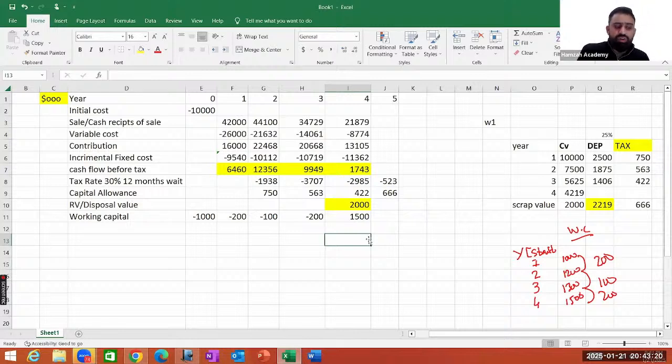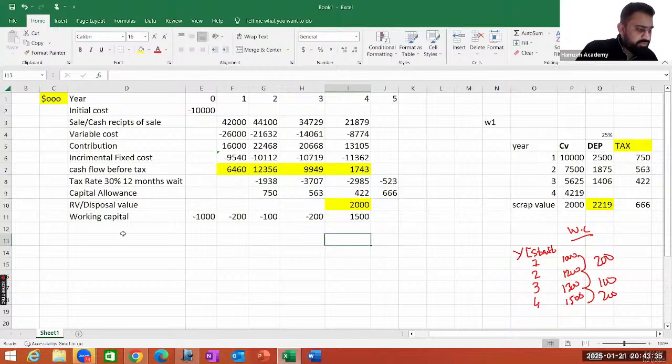And in the last year of the project, which is the end of the 4th year, the total working capital which we have invested, we will take it back as an inflow.